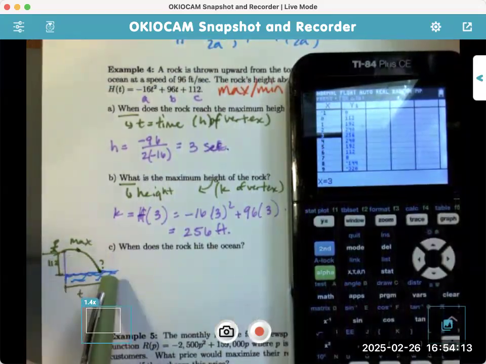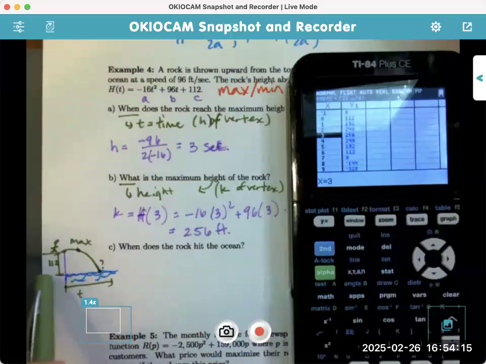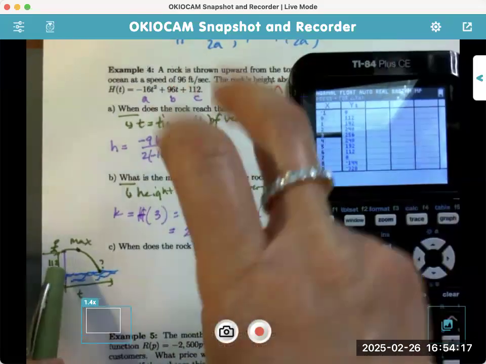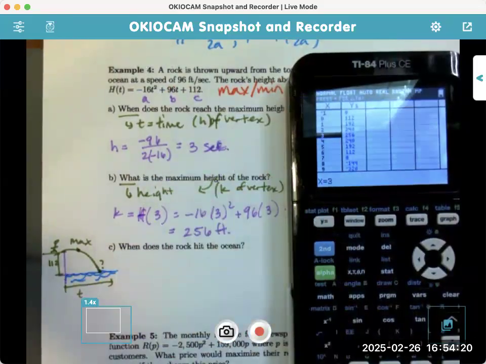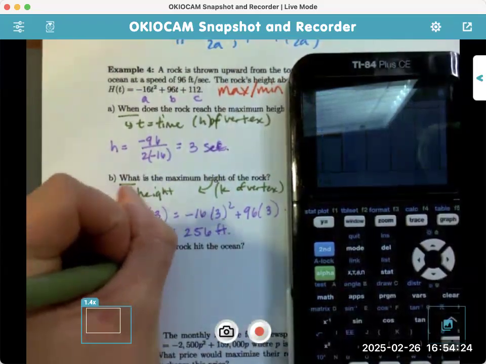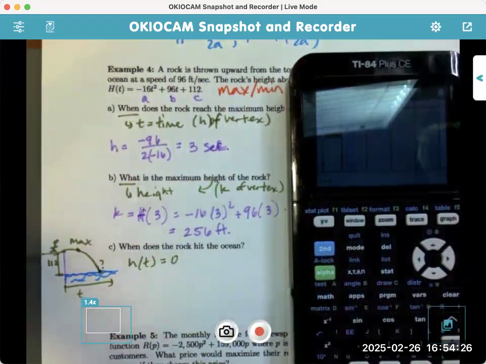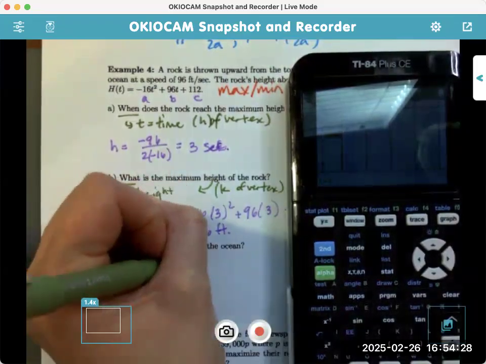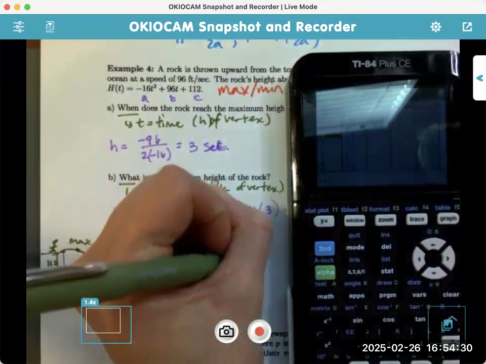When does the rock hit the ocean? Well, that would be when we are at sea level. So ground essentially, or sea level. That would be when the height is equal to 0, so that's basically AKA the x-intercept.